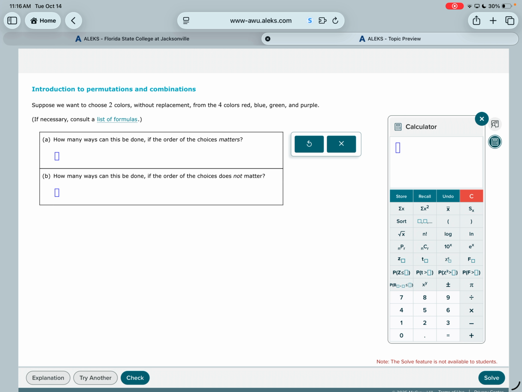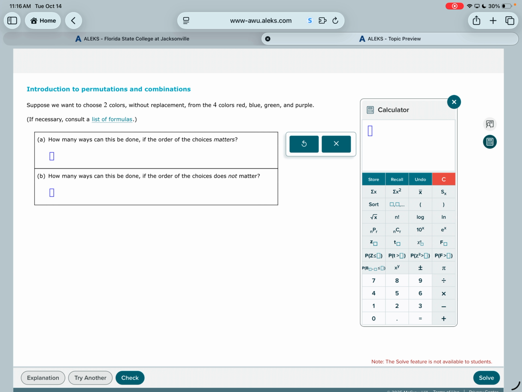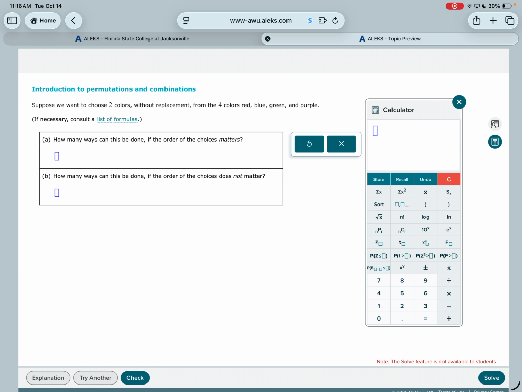So if the order matters, we are going to do permutation. It says we'll choose 2 colors out of 4 different colors. On the calculator, they have these buttons, the nPr and nCr. If you click on explanation, it's going to show you how to do it by hand with the formula. We do not have to do it by hand. We can use these buttons right here.